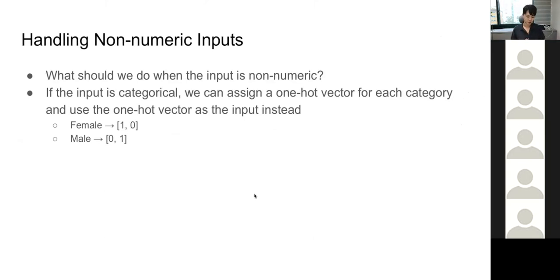And then you might also want to consider how you can handle non-numeric inputs. For instance, if you want to consider not just the height, but also gender as the input, like male and female, then these are classes, they're not real numbers. So you cannot just put them as is into the neural networks, which is just a function of real numbers. So you have to make them into real numbers. One of the most popular options is to assign a one hot vector for each category. So for instance here, female corresponds to the first dimension and male corresponds to the second dimension, and you just put one for the corresponding category.